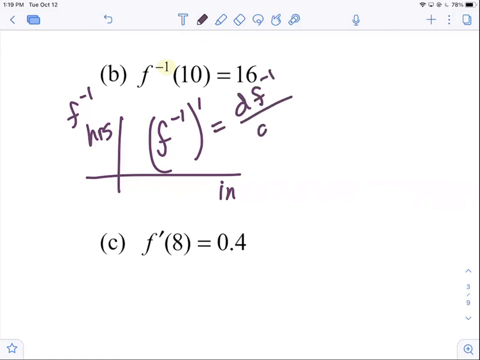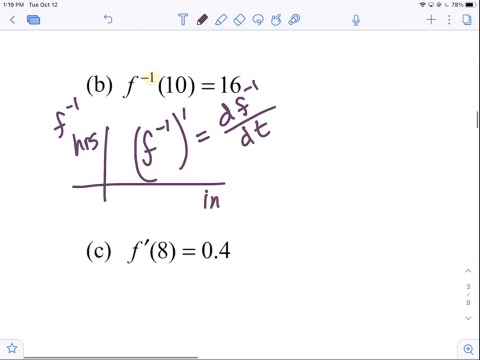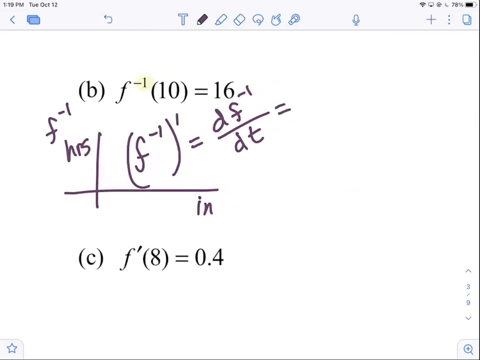So you could do f inverse prime, or you could say the derivative of f inverse with respect to what? It's still f inverse of t. But this is really weird because t is no longer time, it's inches. We still use the same letter. So it's backwards, okay? But what are the units going to be? That's the more important thing. Hours per inch, got it?